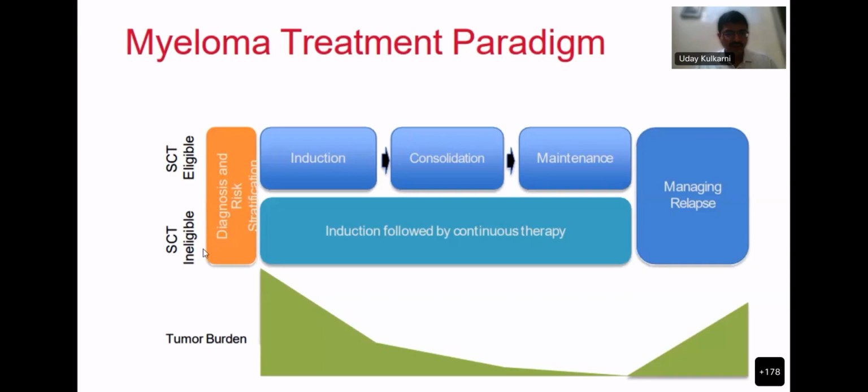In patients who are transplant ineligible, so we cannot do the autologous transplant in them, we give them induction therapy, and then some form of continuous therapy goes on with the hope to control the disease for as much time as possible. And ultimately, in these patients also, some of them, the disease comes back.